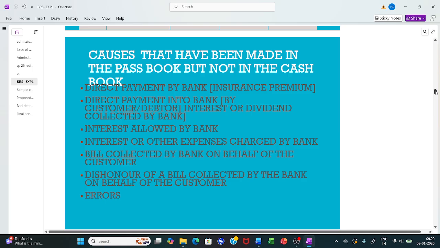If any interest is given by the bank, they don't come home to give the interest, they directly increase our bank balance. So when we look at our passbook or statement, we come to know of this amount.